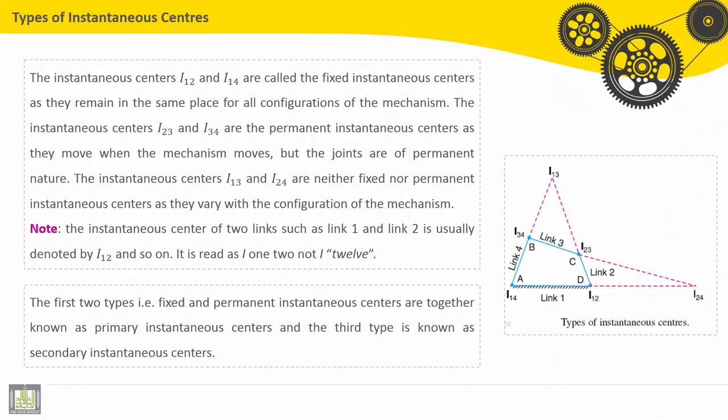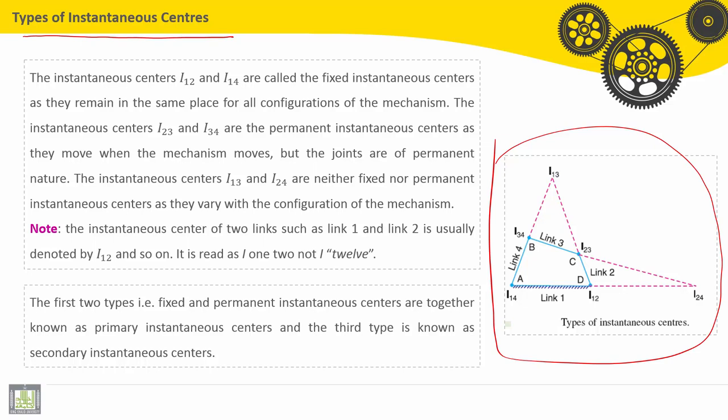Theory of Machines. We'll continue here with different types of instantaneous center of rotation. So the instantaneous center, if we can see here, for this mechanism called four bar mechanisms, with link 1, 2, 3, and 4. The instantaneous centers I12 and I14 are called the fixed instantaneous centers as they remain in the same place for all configurations of the mechanism.